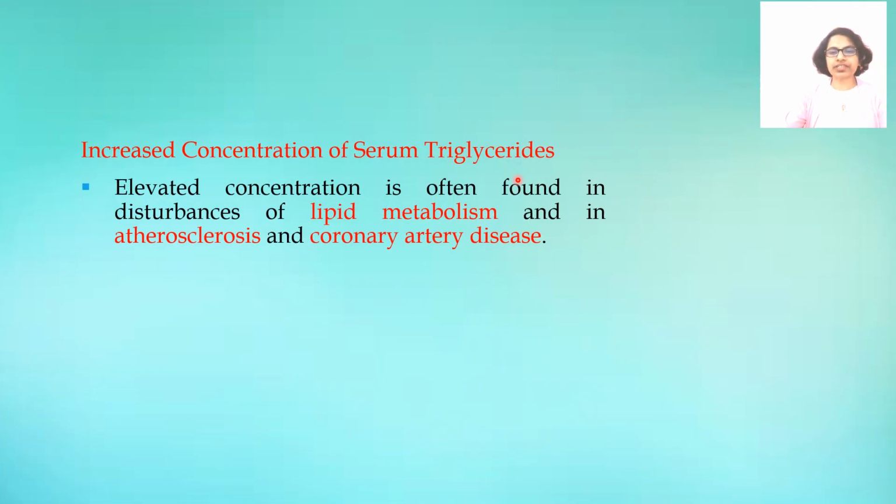Increased concentration of serum triglycerides. So what will happen? Elevated concentration is often found in disturbances of lipid metabolism. If the patient is having any lipid metabolism disturbances, we can notify there is an increased concentration of serum triglycerides. And elevated concentration is also found in atherosclerosis and coronary artery disease.